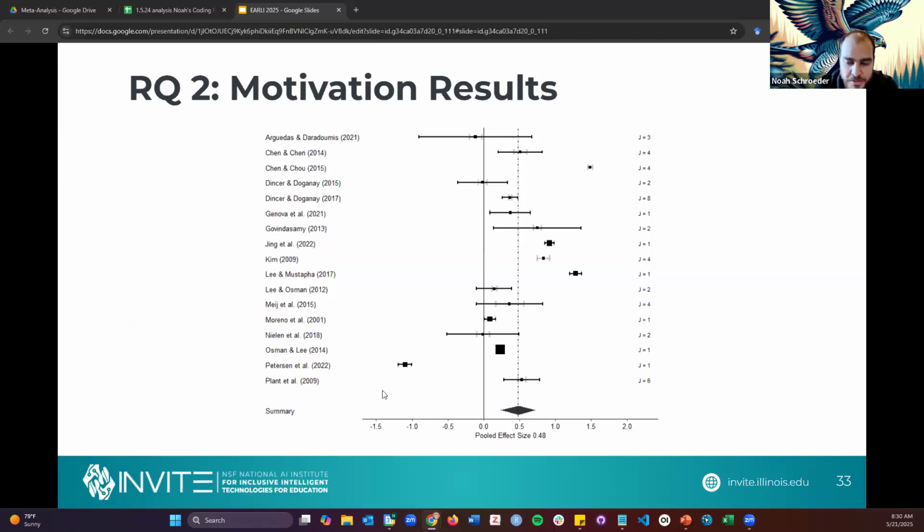And you can see again, the one in VR is quite a bit lower, but everything else is around the same area because they were conducted more consistently using computers and things like that.